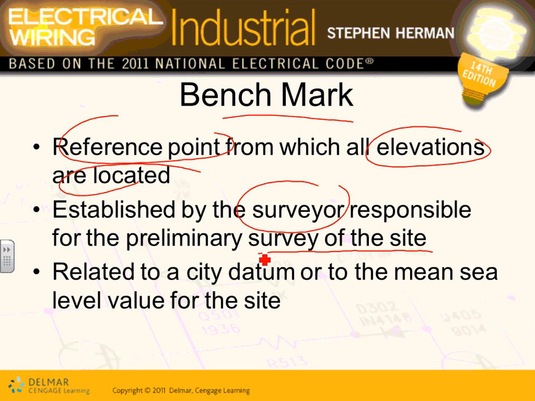How do they do this? It's determined by something called city datum, or the mean sea level. Every city has its own city datum. That's how they decide the elevation for the city, based on a very simple thing: are we above or below the sea level? Are there places below the sea level?